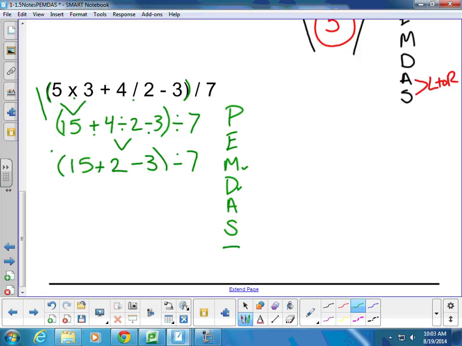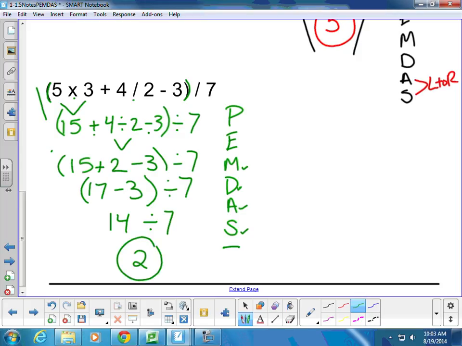I did my multiplication, I did my division, now I have addition and subtraction left to right. So 15 plus 2 is 17, minus 3, and we'll divide that by 7 eventually. So I'm on to my last step here. 17 minus 3 is 14. And then finally, dividing that by 7, which I know is 2.